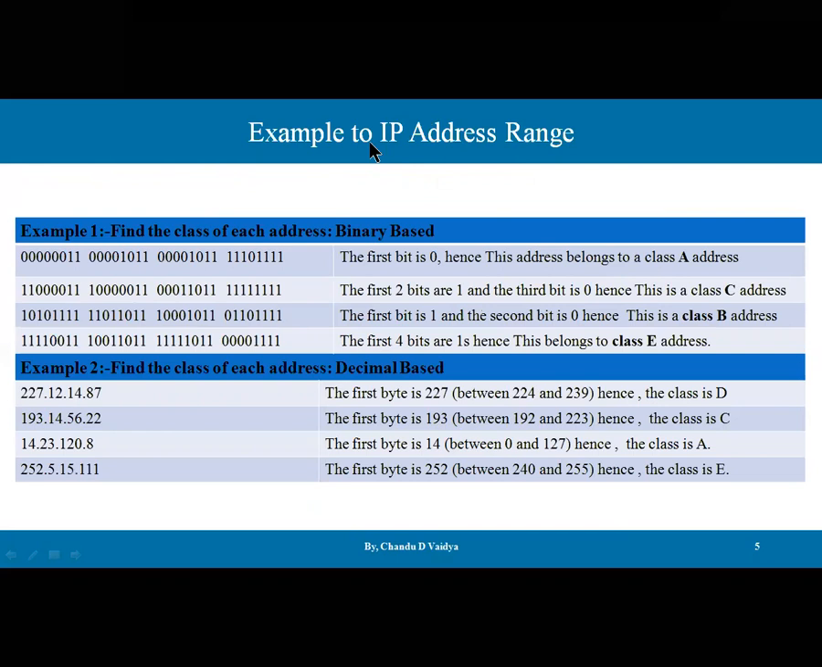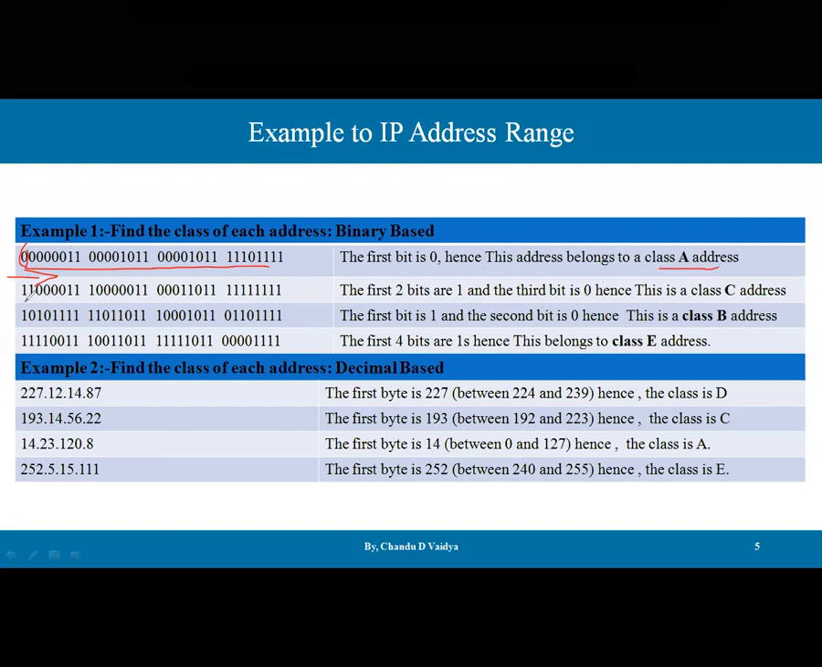Now let's take an example. Here we have 4 example IP addresses given. If we take the first address, which is in binary notation, let's identify which class it belongs to. We have to check in this direction, guys. The first bit is 0, so it belongs to class A.